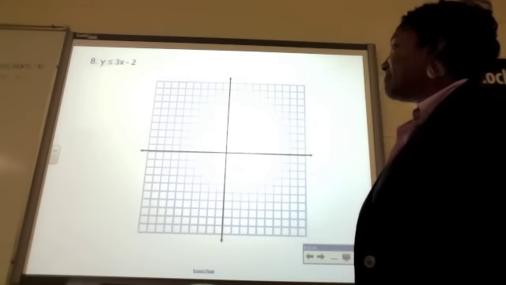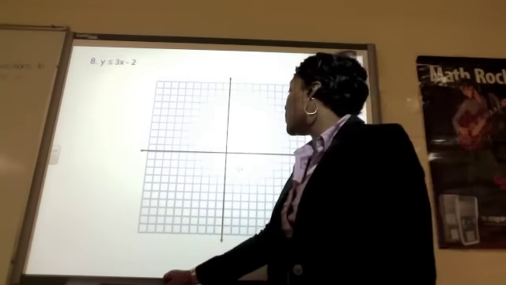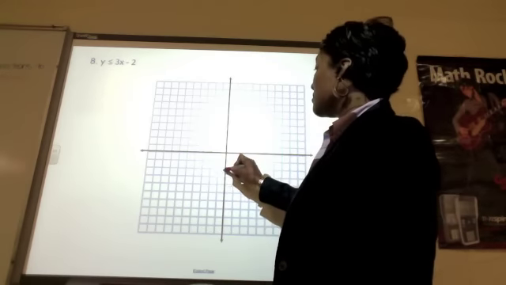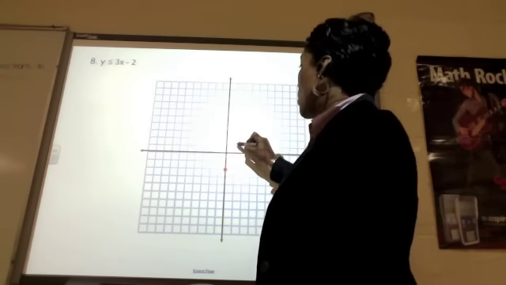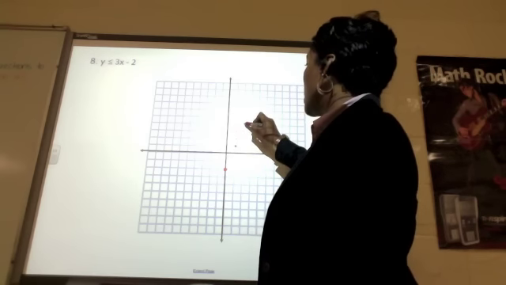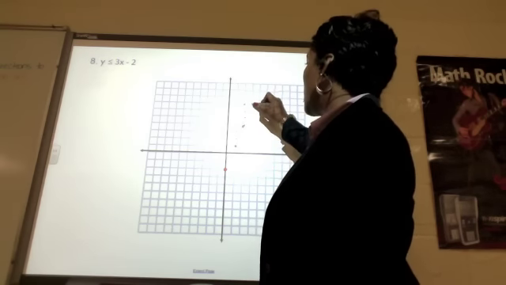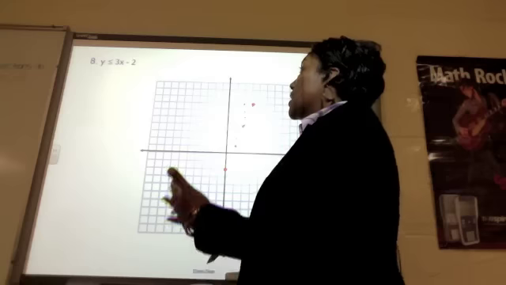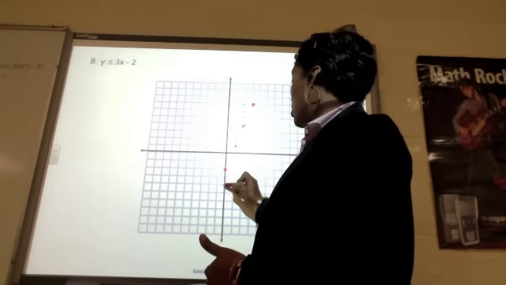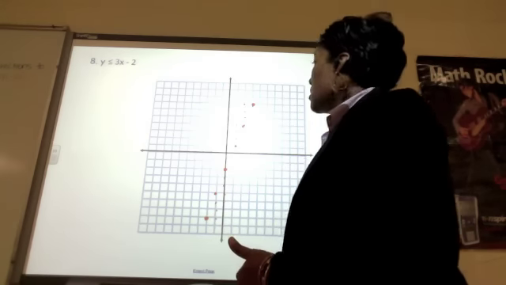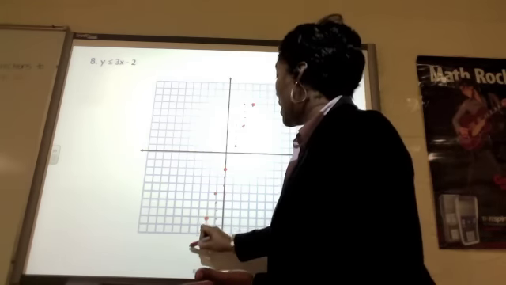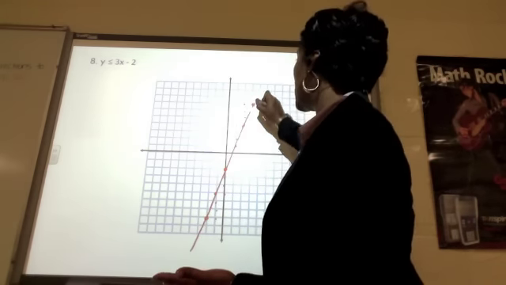Last one. All right? Negative 2 is the y-intercept. Going to rise 3, run 1. Okay? Let's go the opposite direction. Now, solid line this time.